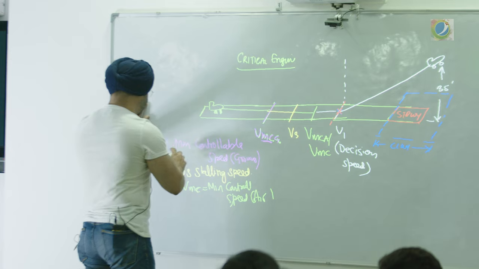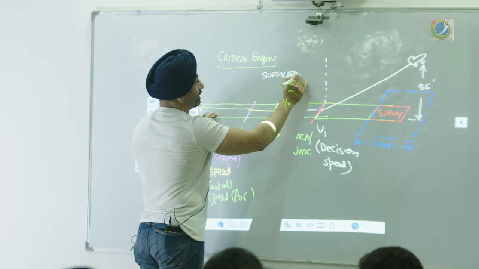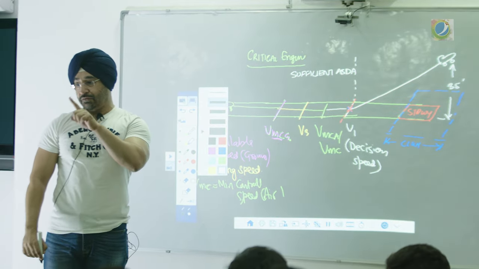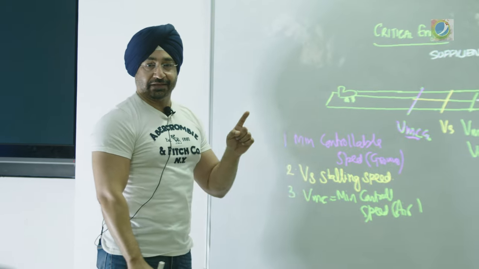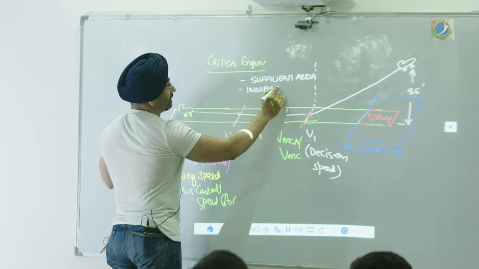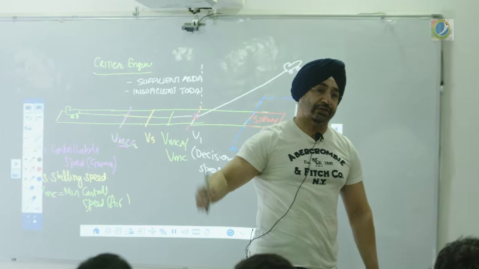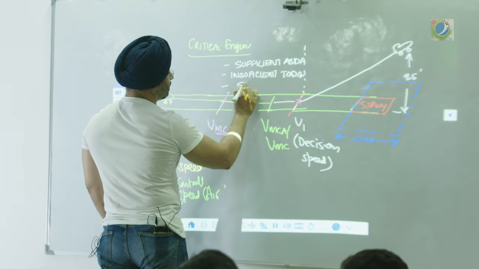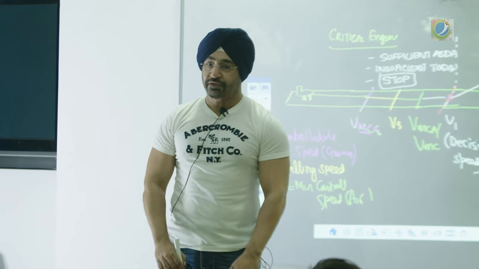You get it? So before V1, you have sufficient ASDA. This is a lifetime class for you. Trust me, even when you join the airline, you will come back to this class. You have sufficient ASDA, but you have insufficient distance, you will not be able to reach the height of 35 feet if you decide to continue with the takeoff. Clear? So the prudent action is you stop, you reject the takeoff, abandon takeoff or reject takeoff or cancel takeoff, whatever you want to call it.